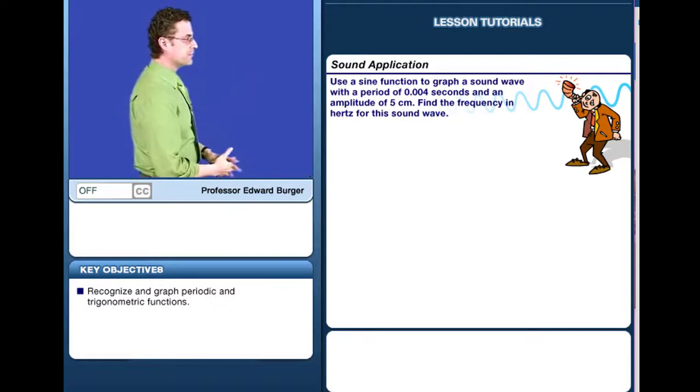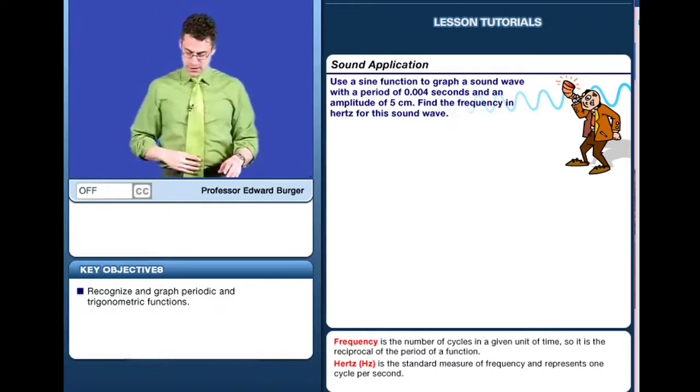Let's take a look at an example. So let's use a sine function to graph a sound wave with a period of 0.004 seconds and an amplitude of 5 centimeters. And then let's find the frequency in hertz for this sound wave.